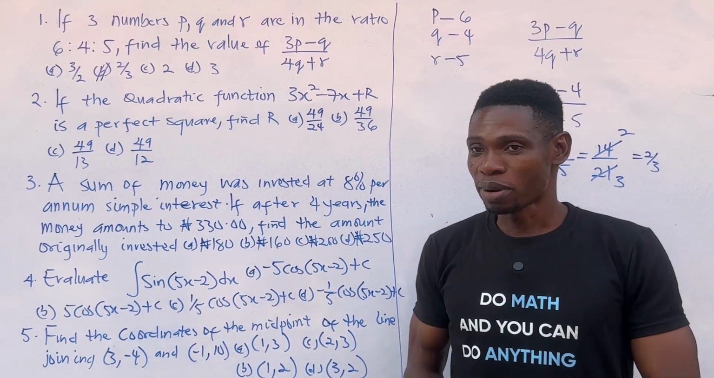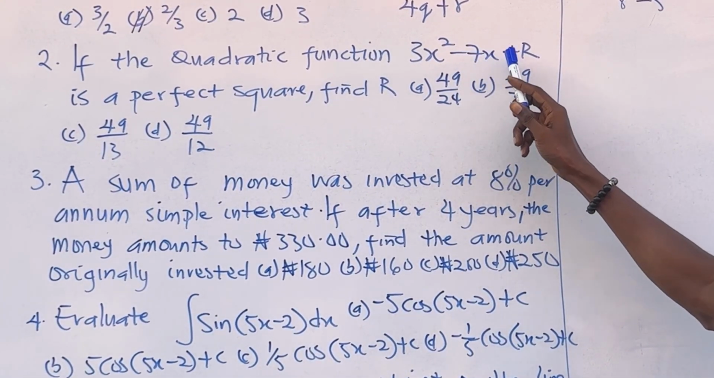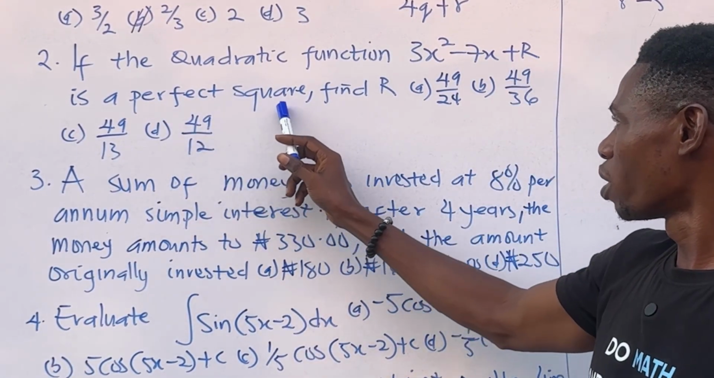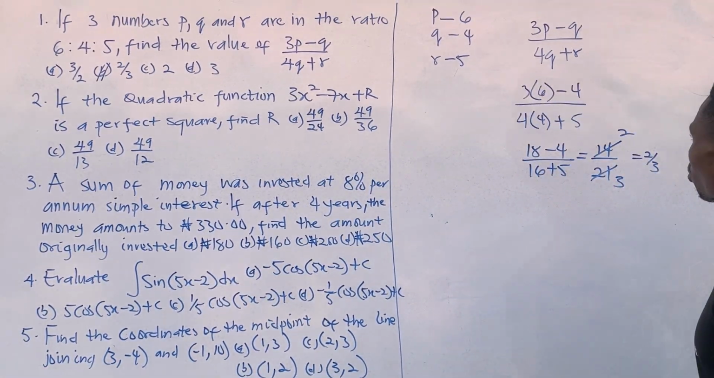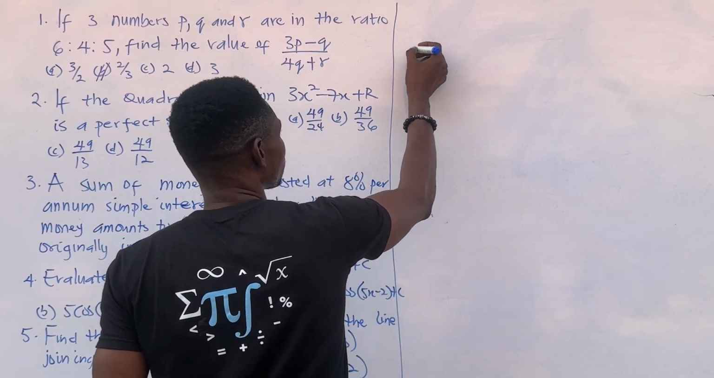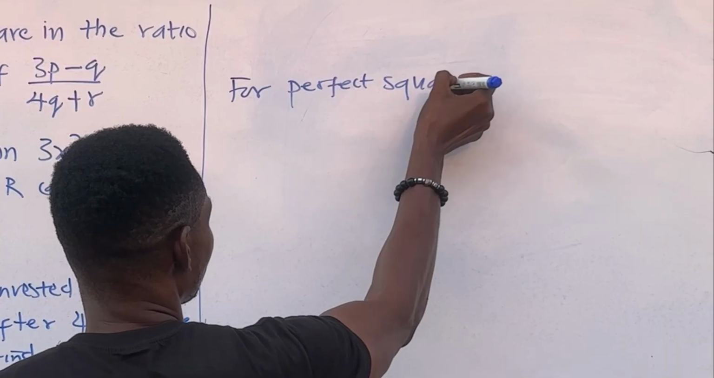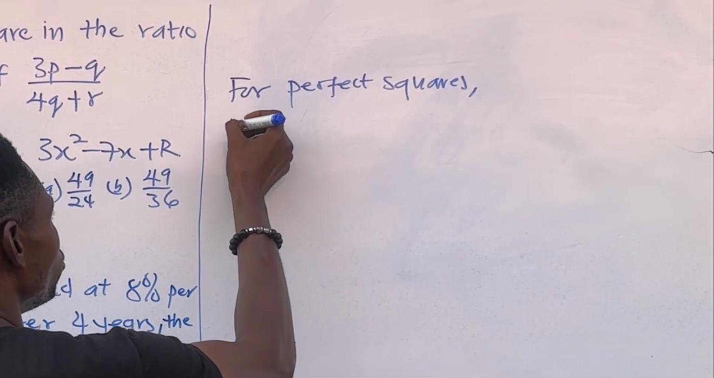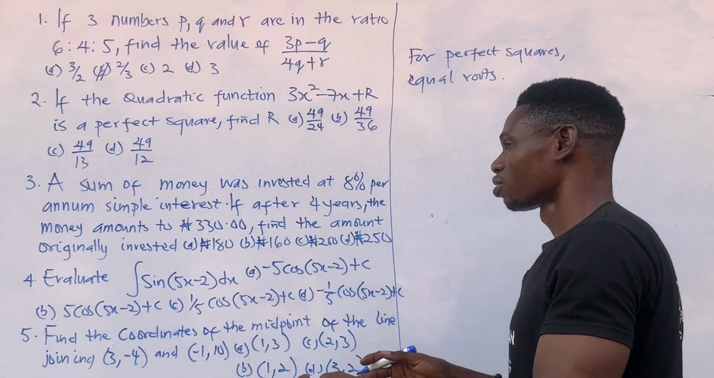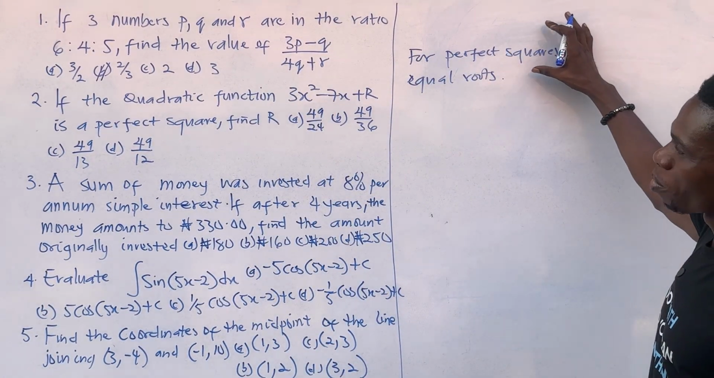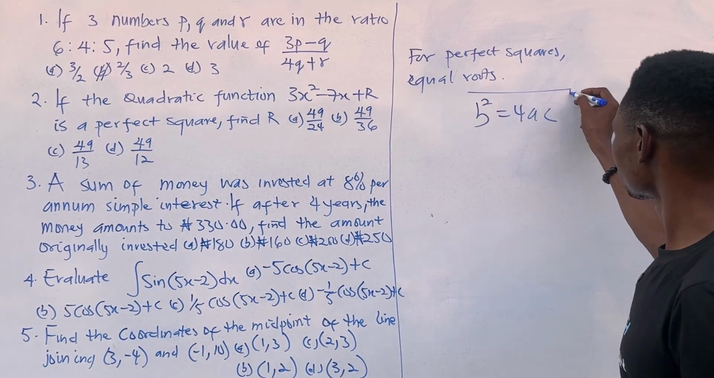Okay? So for number 2, it says, if the quadratic function, which is 3x squared minus 7x plus R, is a perfect square, find R. Don't forget that for perfect squares, and it also applies to equal roots, if they say this equation has equal roots, or it's a perfect square, B squared equals 4AC.